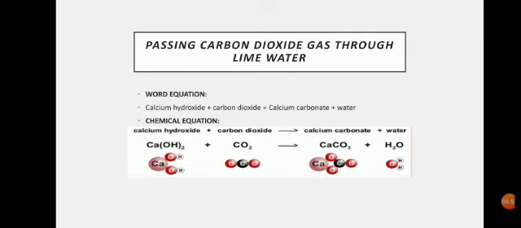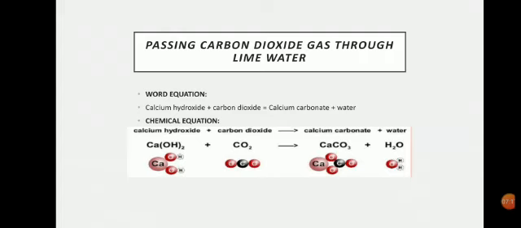See here, now what happens? When the carbon dioxide gas is passed through lime water, calcium hydroxide combines with carbon dioxide to form a white solid substance called calcium carbonate. To form what? Calcium carbonate. That makes the lime water appear milky. Immediately you will find that the lime water is turning milky white.